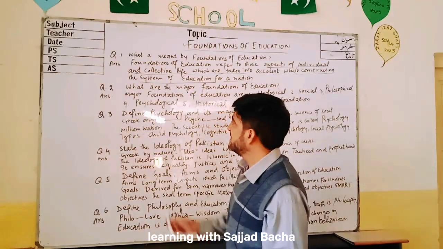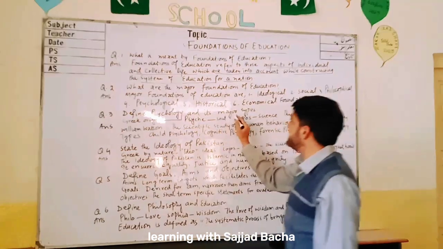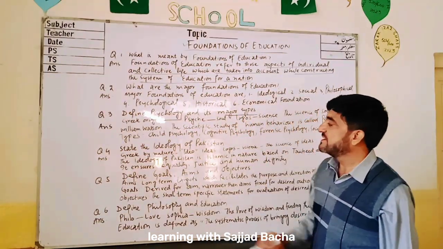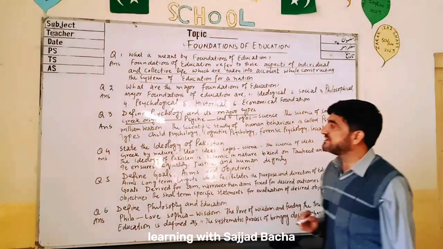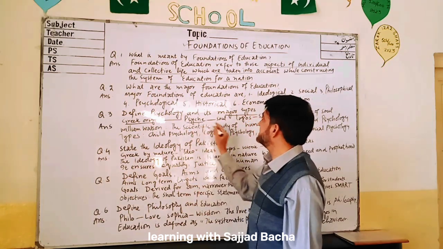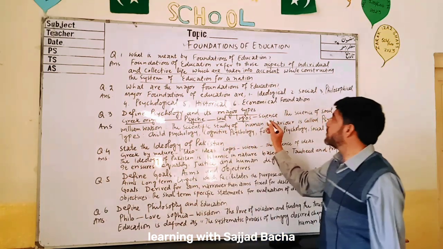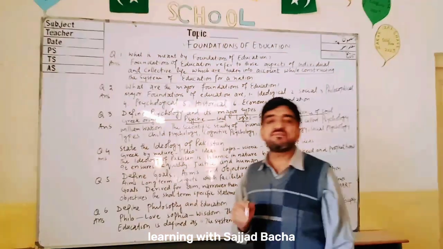Question number three, what is psychology and its major types? So you can see that the word psychology is derived from Greek words. Psyche means soul, and logos means science. So the science of soul is called psychology.